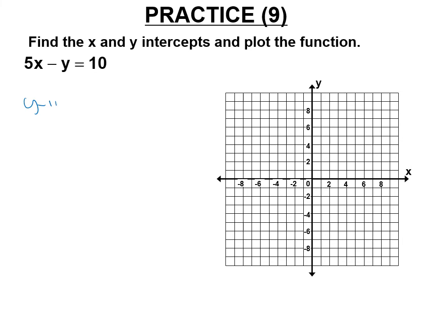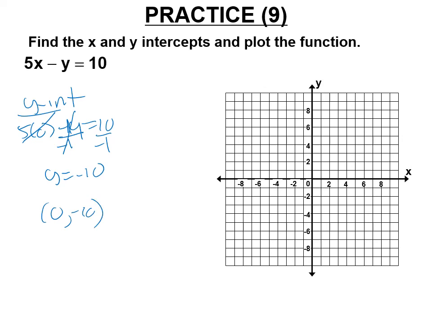All right, so the y-intercept, you make x equal to 0. All right, so there's negative y equals 10. So there's a -1 there. You got to divide both sides by -1. I think that's why this one's here. Y is -10. So the y-intercept is 0, -10 down there. The x-intercept, we'll make y equal to 0. Divide by 5. X equals 2. Okay, so 2, 0 is the x-intercept.